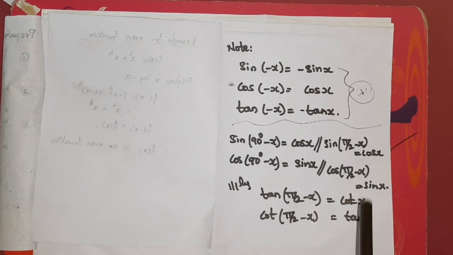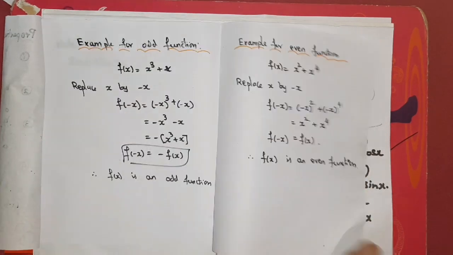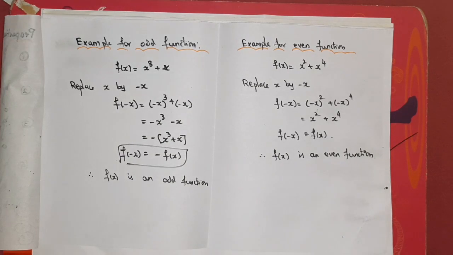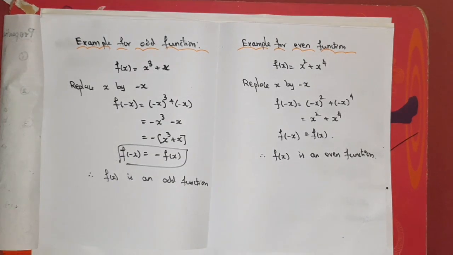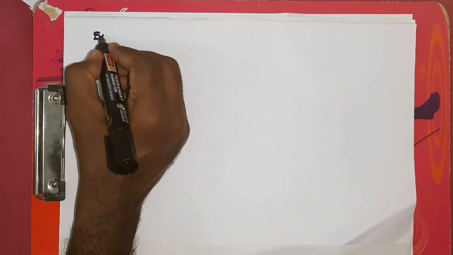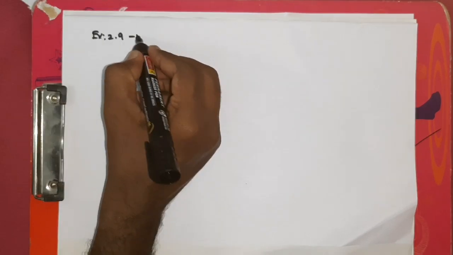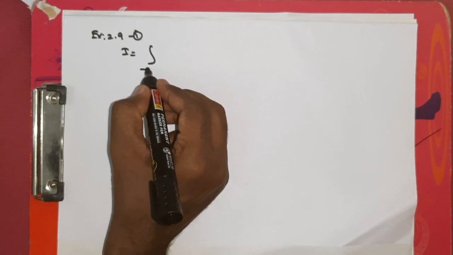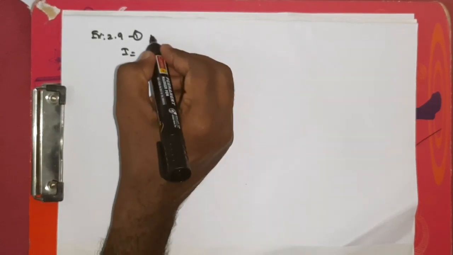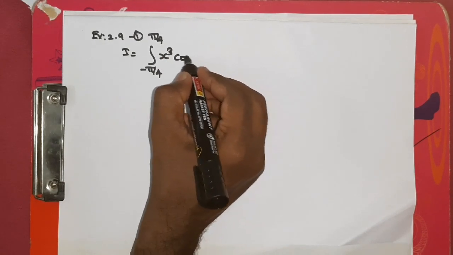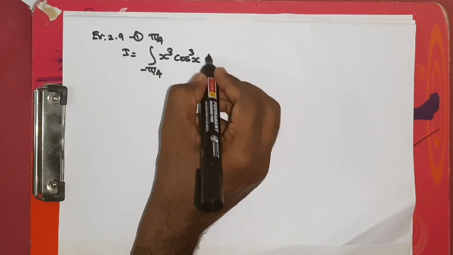So all these, and how to verify the odd and even function idea, you must know very well to do the sums in this exercise. Now we are going to see exercise number 2.9, the first sum. They have given the integral I equal to the integral from minus pi by 4 to plus pi by 4 of x cube into cos cube x dx.